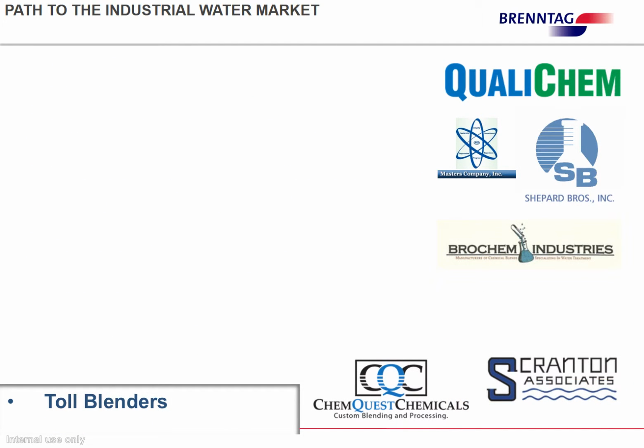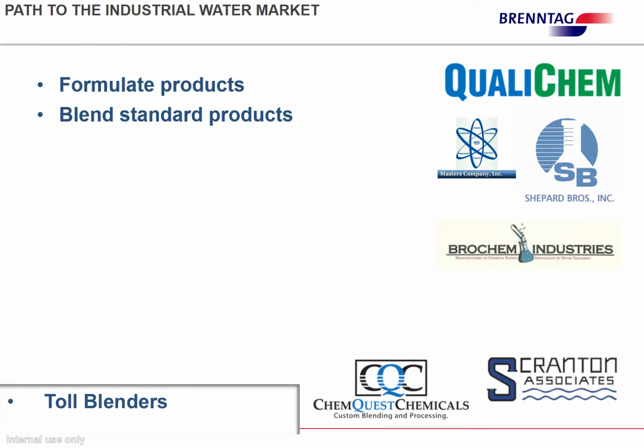Now we move to another segment of the market we call toll blenders. And again, on the right, we see many of the companies that we are currently doing business with. What a toll blender does is they formulate products. If you recall back in an earlier slide where we talked about the formulated products, these are the companies that actually manufacture, taking many of the components we offer to make a formulated product.